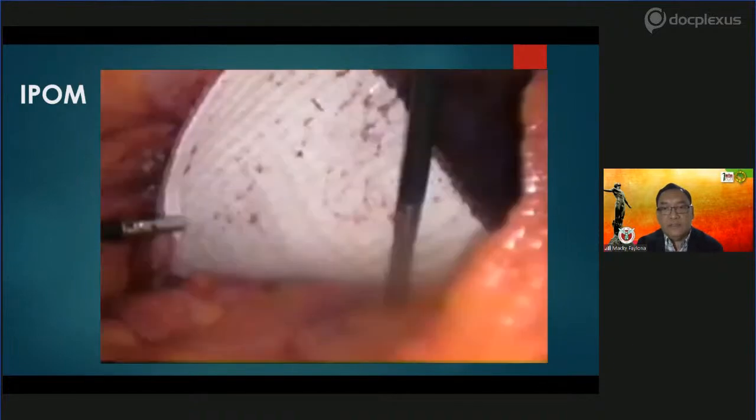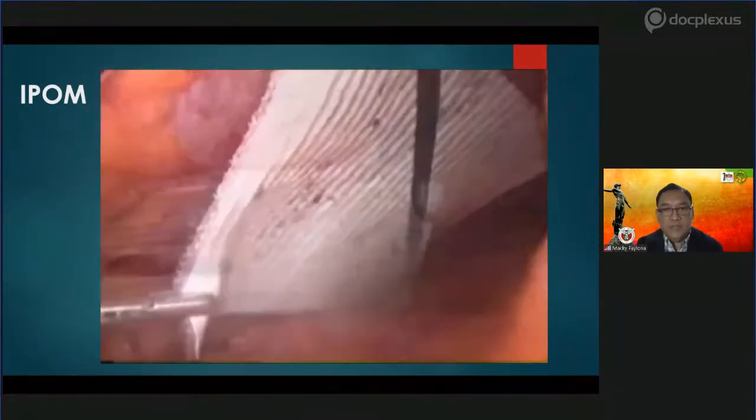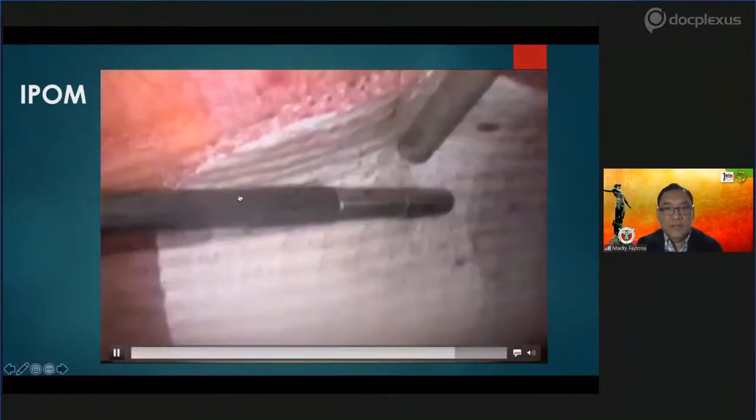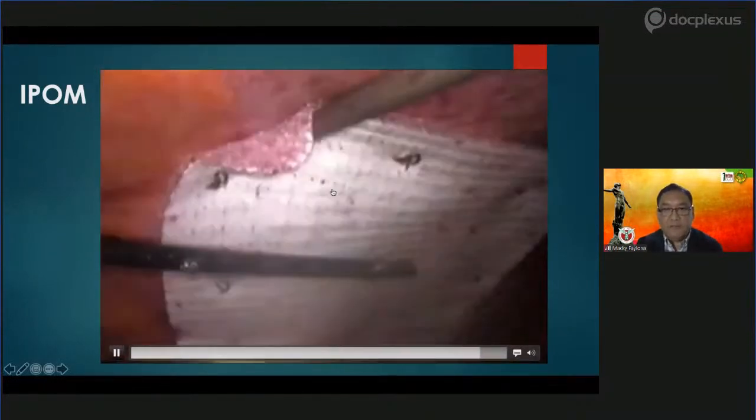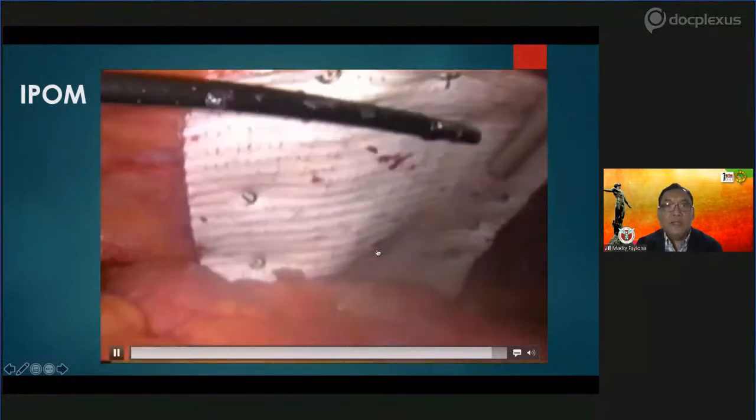And this is an old video, as I mentioned. You still have this PTFE underneath and a Prolene mesh above. The mesh was, of course, fixed with a double crown technique.